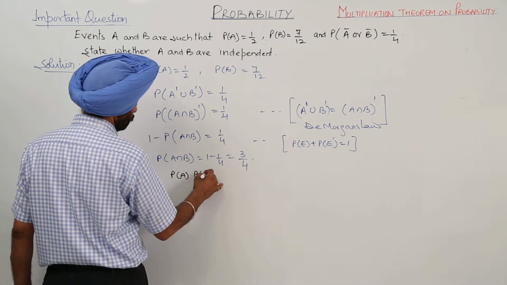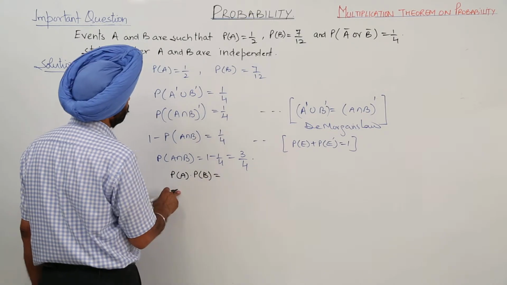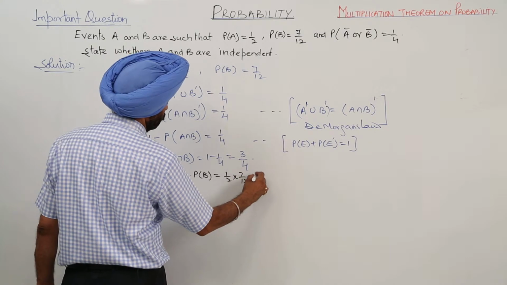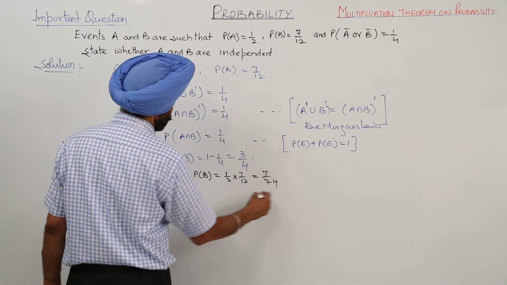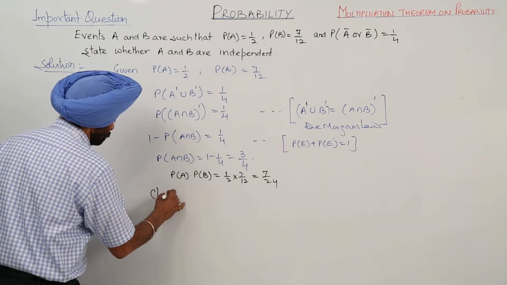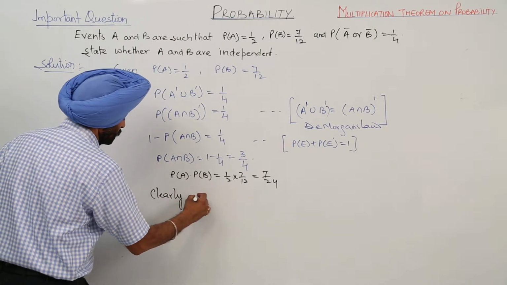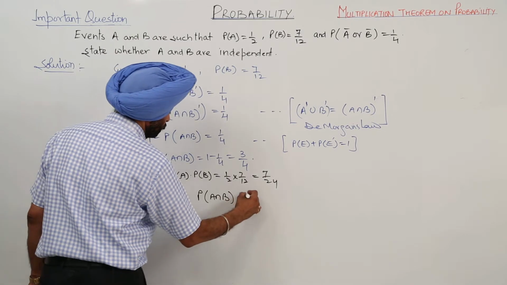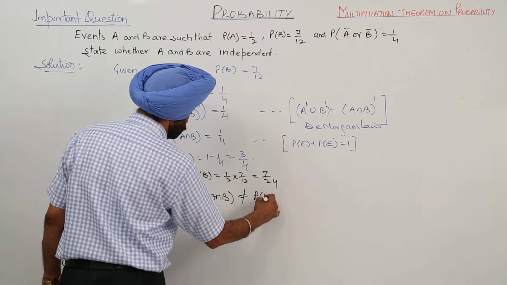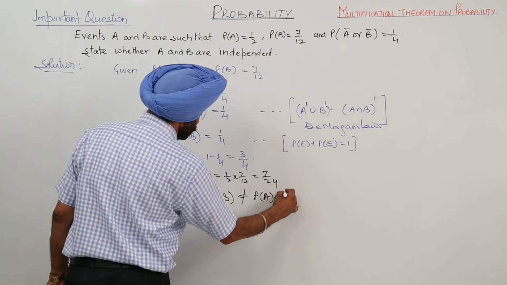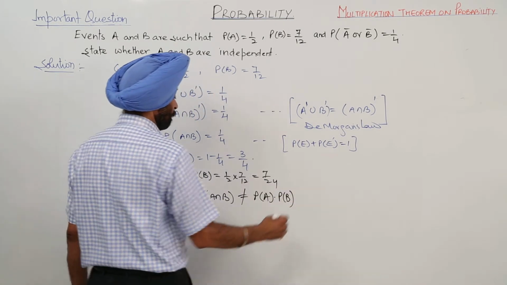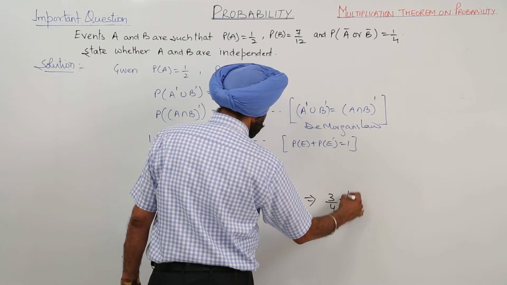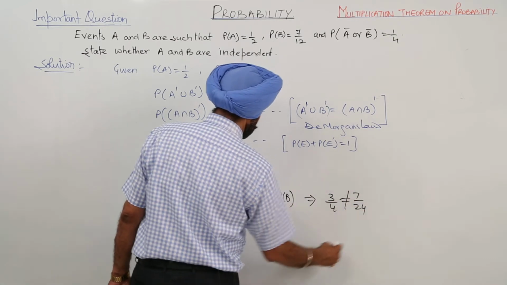P(A) times P(B), probability for A times probability of B, is 1/2 into 7/12, that is 7/24. Clearly P(A and B) is not equal to P(A) times P(B). 3/4 is not equal to 7/24.